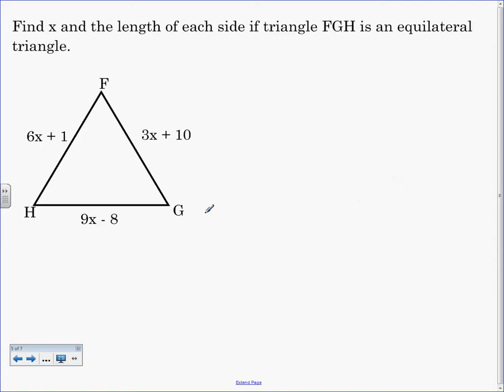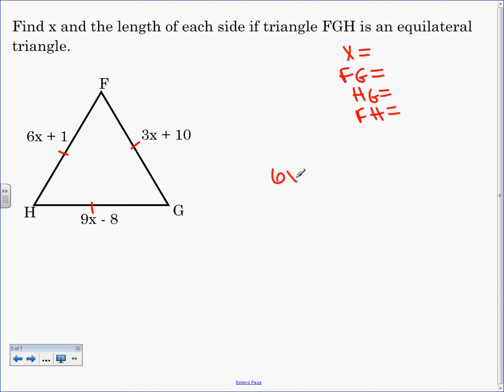Find x and the length of each side if the triangle FGH is an equilateral triangle. So they want x and each side. So I'm going to go ahead and say x is whatever, FG is whatever, HG is whatever, and FH is whatever, because they want all of that, and a lot of times you forget, okay? So if this is an equilateral triangle, what does that even mean? It means all the sides are the same. So these are all the same. So you could pick any two of those and set them equal.